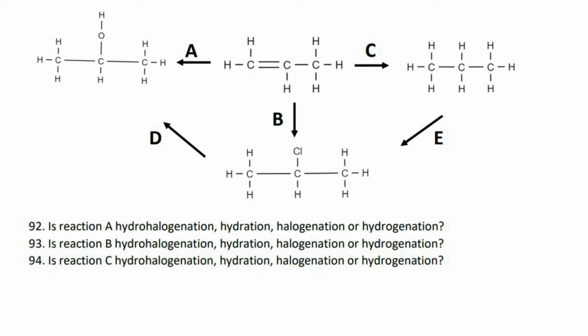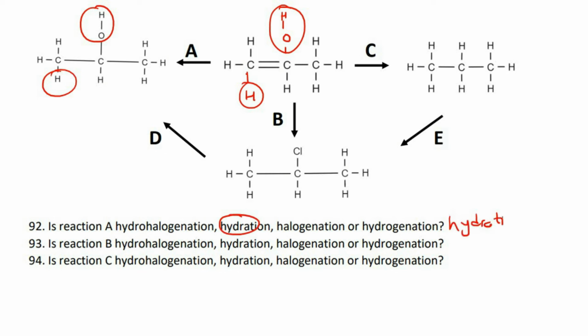Okay, so what we're going to do here is examine this reaction diagram, and we've got 3 questions over here. For the first question, it says, is reaction A hydrohalogenation, hydration, halogenation, or hydrogenation? Those are all the different addition reactions that we've learnt about. So for reaction A, what are we adding to this molecule? Well, we're adding an OH over here, and then we're adding a hydrogen over here. So we are adding an OH and an H. That is adding water. When you add water to your body, you are hydrating. So this is a hydration reaction.